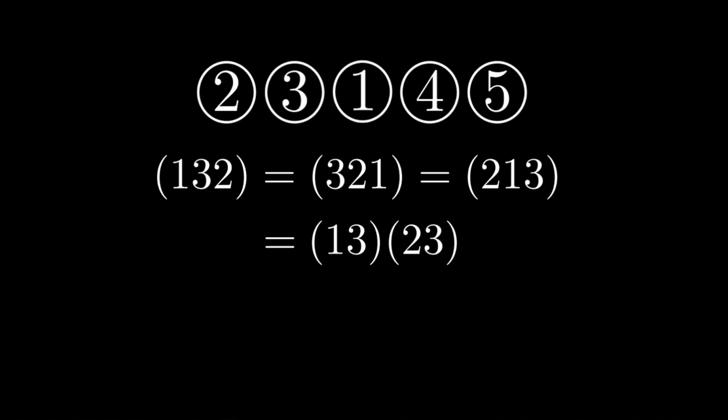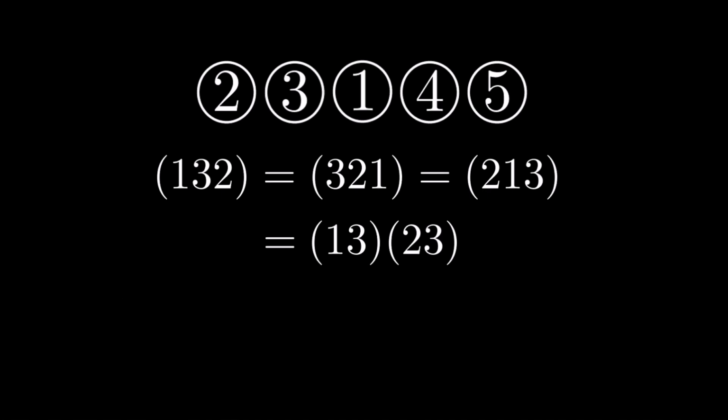It turns out that every permutation can be broken down into a product of some number of transpositions. If the number of transpositions is odd, we call the permutation odd. And if there's an even number of transpositions, the permutation is even. Pretty simple, yeah? The permutation shown on the screen is even because it's the product of 2 transpositions.